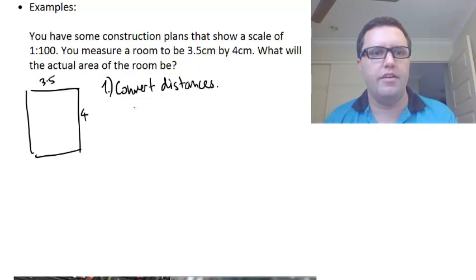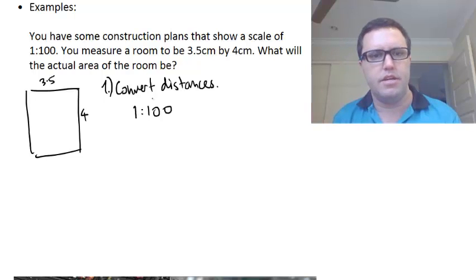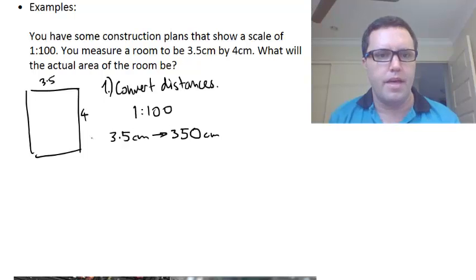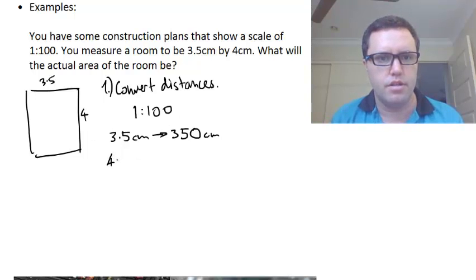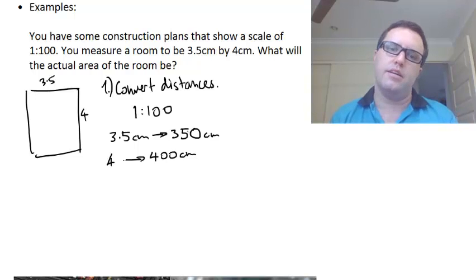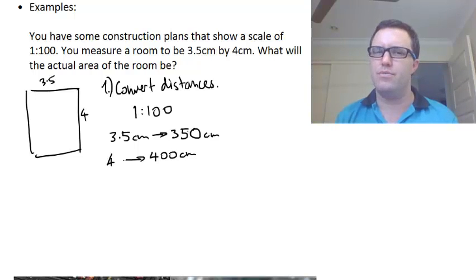Alright, so if we have 1 is to 100, that means that for every 1 centimeter, we have 100 centimeters. So that means that our 3.5 centimeters is going to be 350 centimeters in real life, because we've multiplied by 100. And again, our 4 centimeters is going to move up to becoming 400 centimeters.